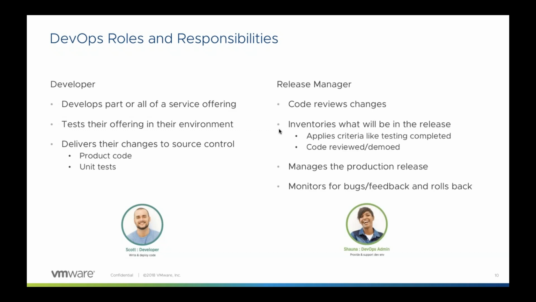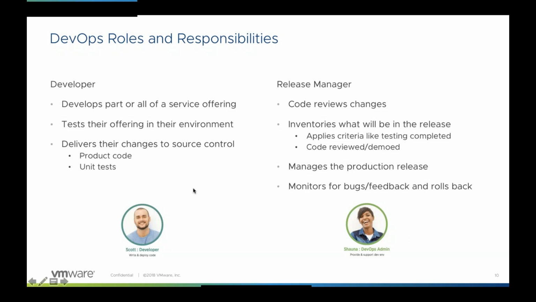And then we have a release manager. The release manager's job is to code review changes. It's to know what's going out in a given release. So that's knowing what the new capabilities are, what the bug fixes are that are going out in the release, making sure that all the things that are supposed to be going to production are going, and that other things are kept out. And the release manager manages the production release and monitors for bugs and feedback.